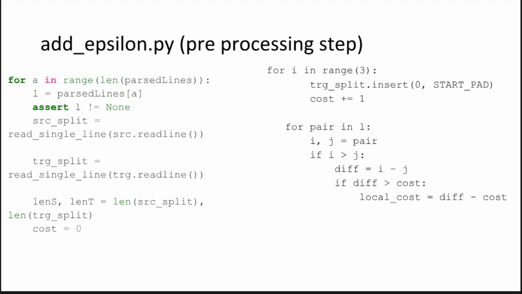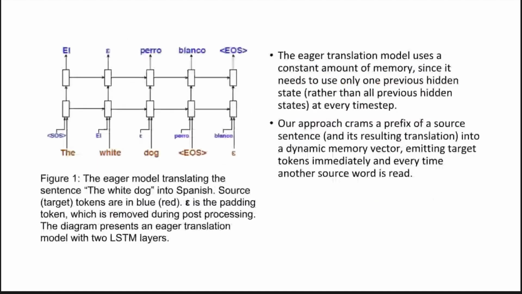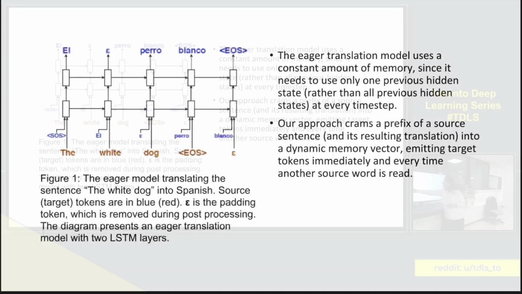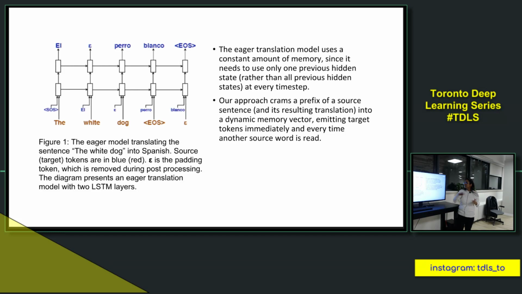I'll try to make it a little clearer with an example. If we are here at white and it has inserted 3 epsilons in the beginning in the target, we are at 3 plus 2, which is 5, in the source and 1 in the target. So i becomes greater than j, and it enters the loop to calculate the difference between the indexes. Once it calculates the difference between the indexes, it understands that the cost is less than the difference. So it calculates a local cost, which says that it should insert an epsilon in the target.